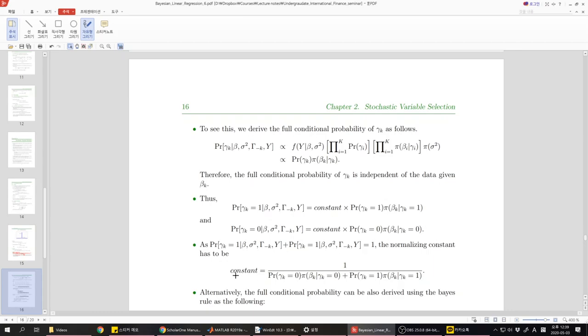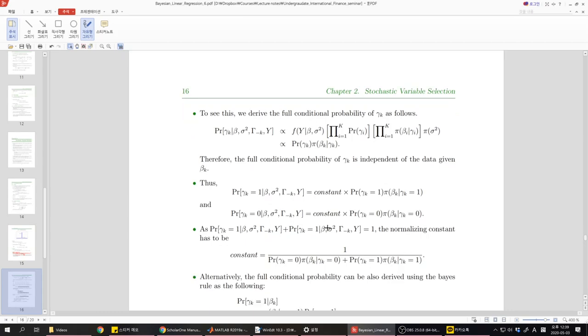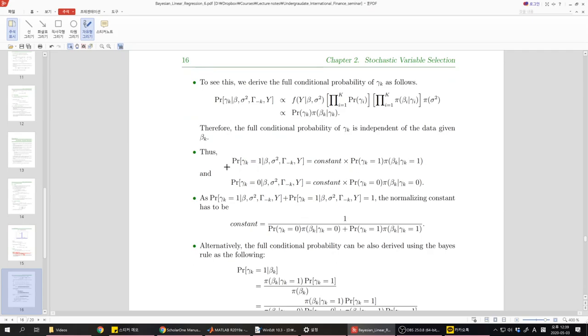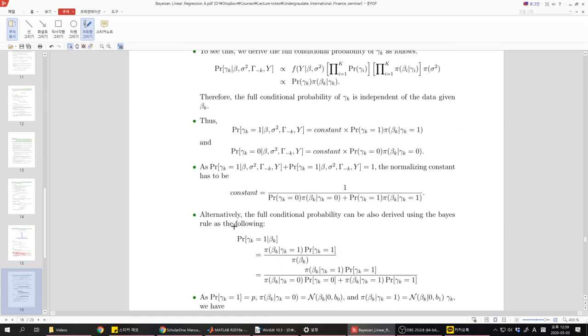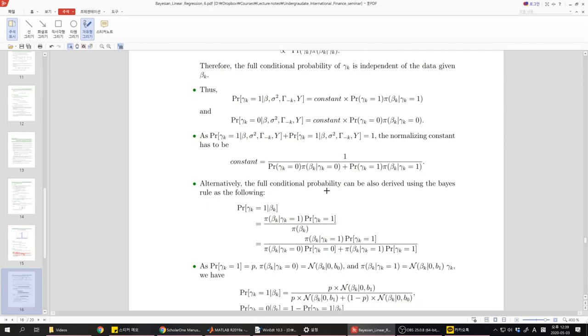It means this normalizing constant should be 1 over this term plus this term. Now this normalizing constant is plugged in here. So finally we have the full conditional probability mass of gamma k. Alternatively, you can use the Bayesian rule. This is the full conditional of gamma k, and we apply Bayes' rule, as always.